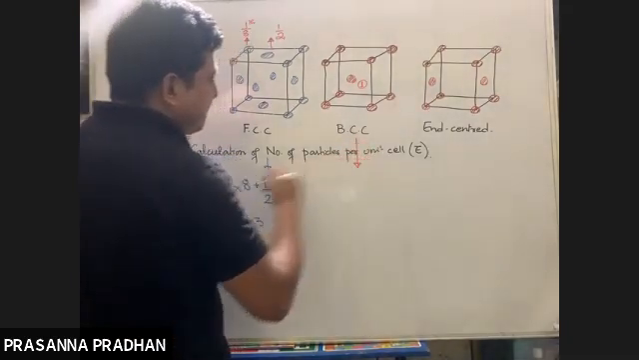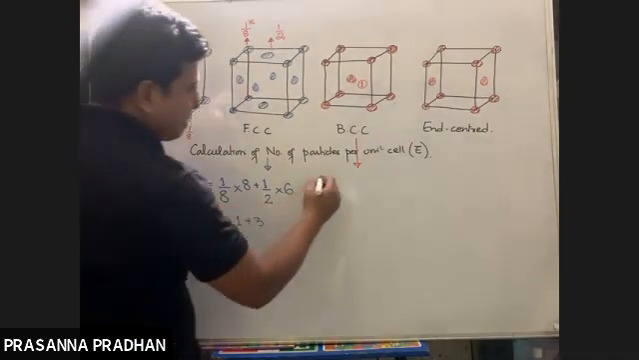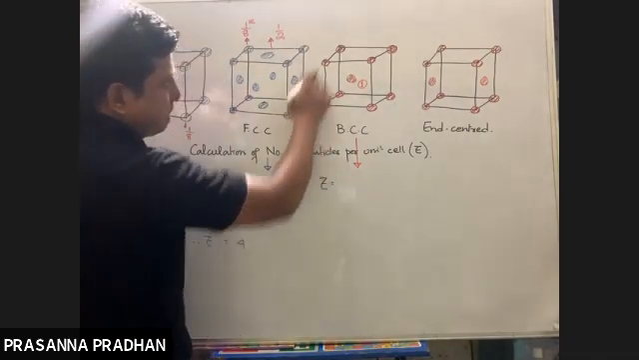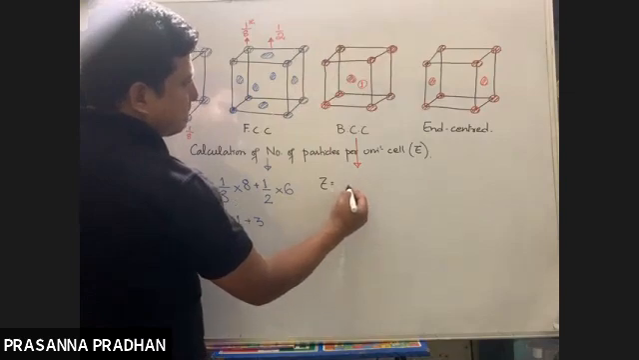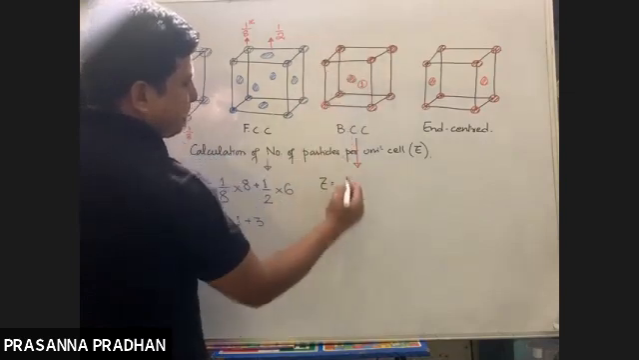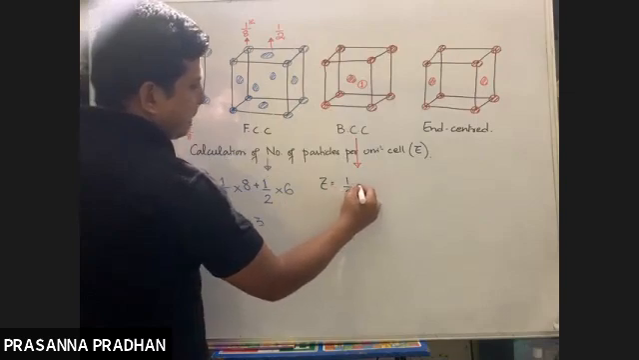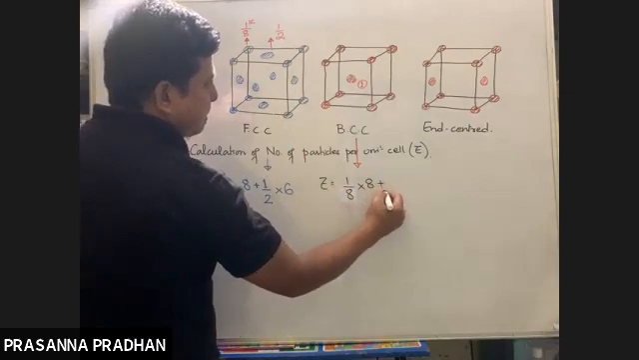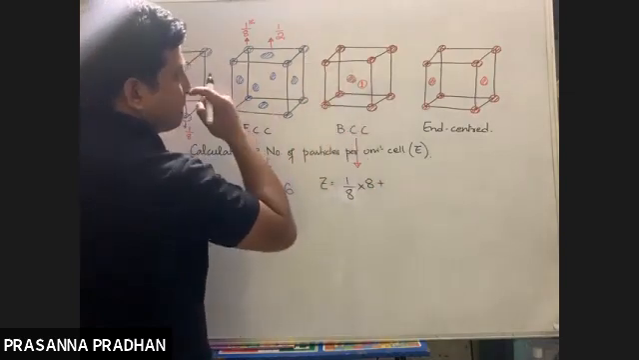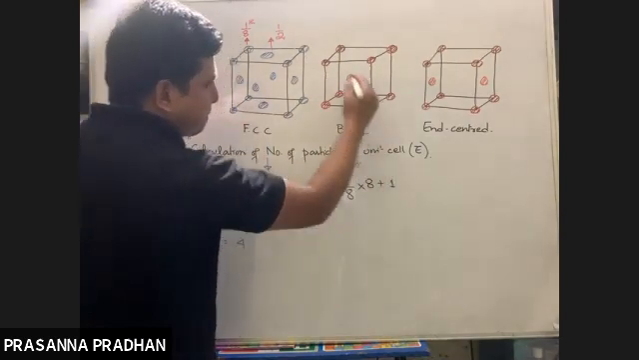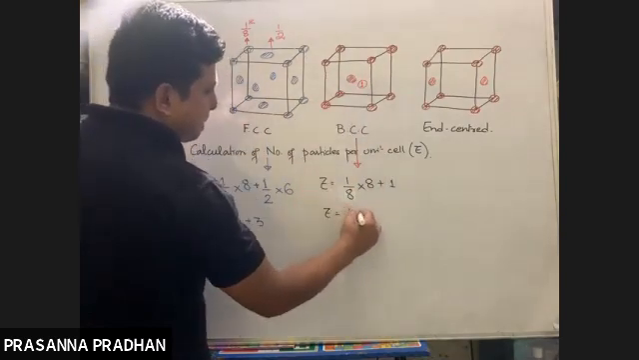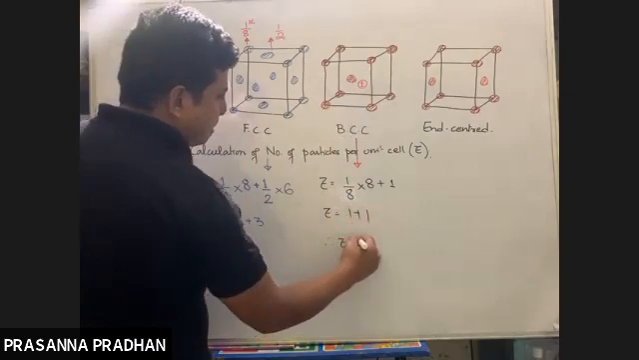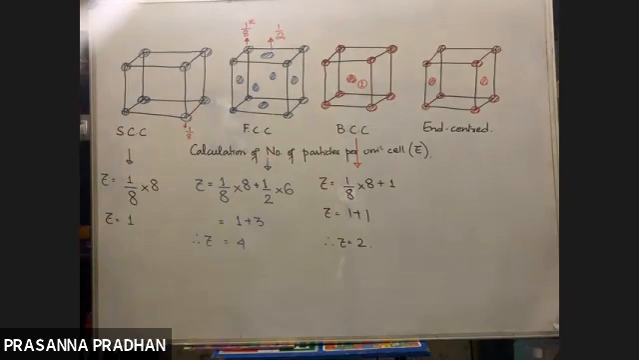Now tell me for BCC. You tell me and write it down. Z equals 1/8 into 8 for the corners, plus 1 at the center, is equal to 2. 1 plus 1. Therefore Z equals 2. So you will have to memorize this too: FCC has 4, BCC has 2.